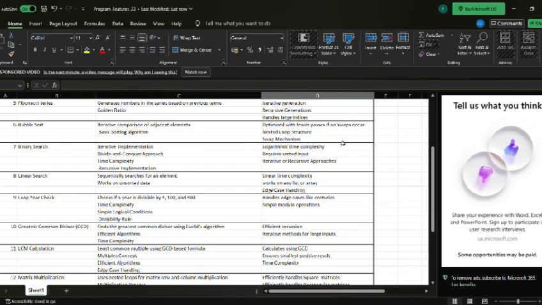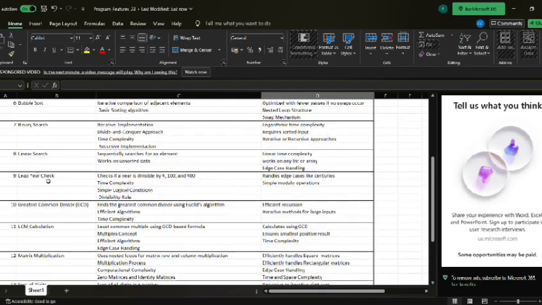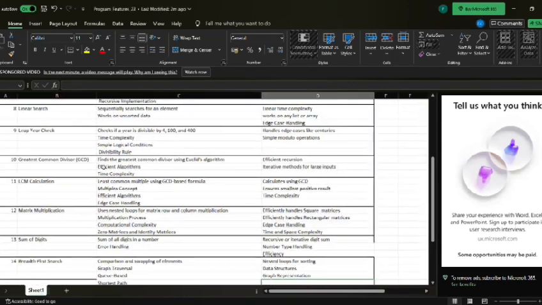7. Binary search. Divide and conquer approach: binary search efficiently finds a target value in a sorted array by repeatedly dividing the search interval in half. Requires sorted input: binary search only works on sorted data. 8. Linear search. Sequentially searches for an element: linear search checks each element in the array one by one until the target is found. Works on unsorted data: it can be used on both sorted and unsorted arrays.